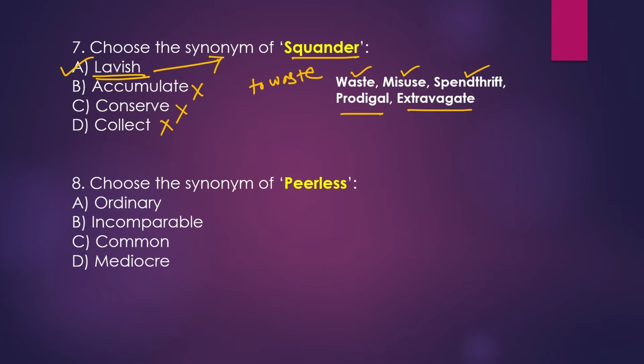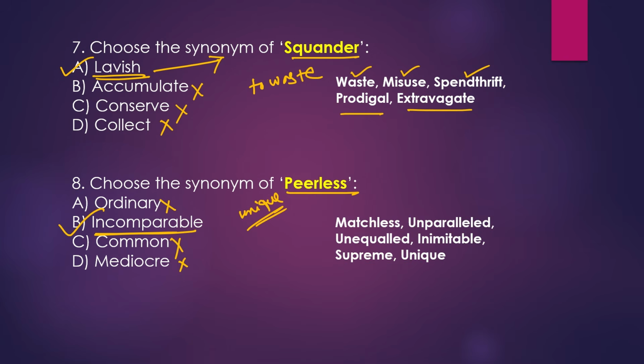Okay. Next, choose the synonym of the word peerless. The word peerless means something which is incomparable, something which is unique. That is called peerless, or you can say something which is exceptional. Okay. So here option B, that is incomparable, is the correct answer. Okay. Ordinary, common and mediocre, these all are the antonyms. That's why we have to eliminate. Now look at the extra synonyms of peerless. So you can say matchless, unparalleled, unequaled, inimitable, supreme, unique, etc.